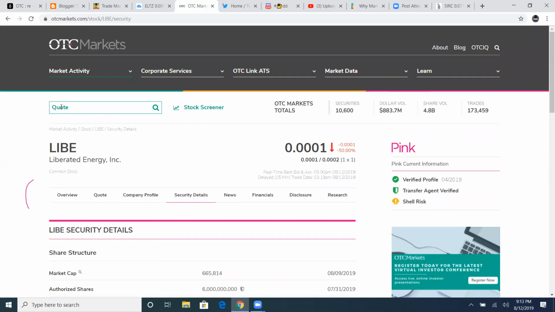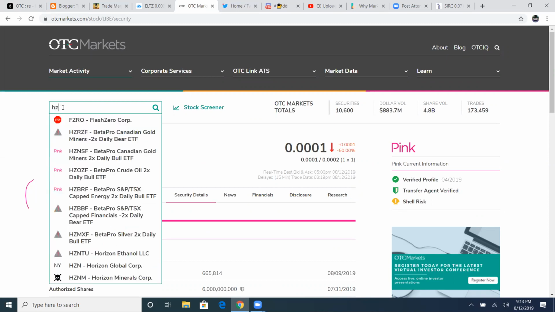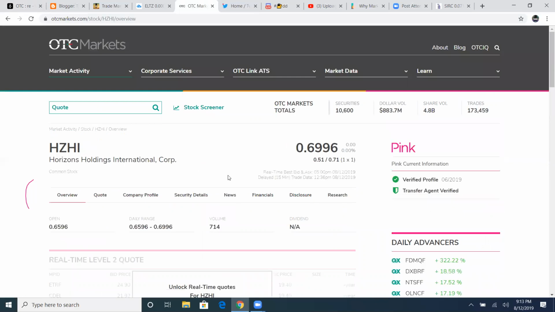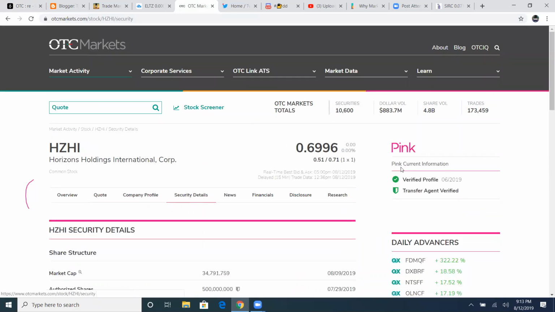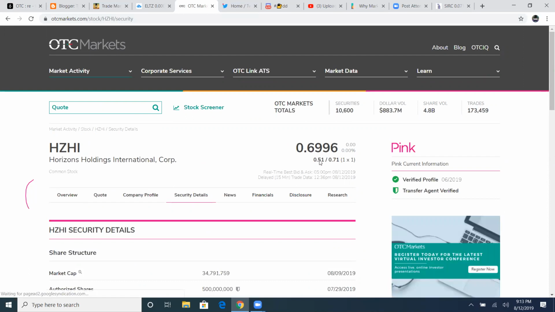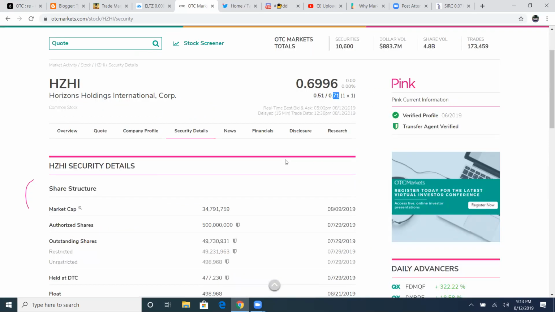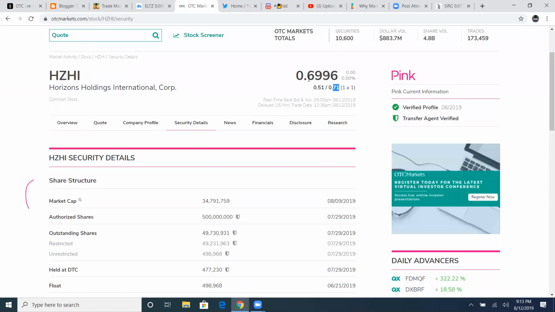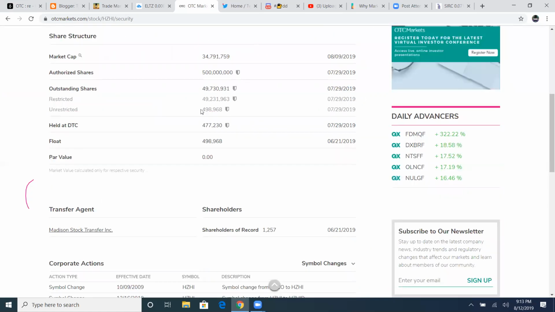I'll just do HZHI. That's one I know recently. It's got a tiny share structure. Very thin play, okay? The bid literally sits, as you see here, at 51 and the ask at 71. I mean, that's a massive 20-cent difference. You imagine having 20 cents change on one buy or one sell on one stock. It's because it has a tiny OS, only 49 million shares in the OS completely.